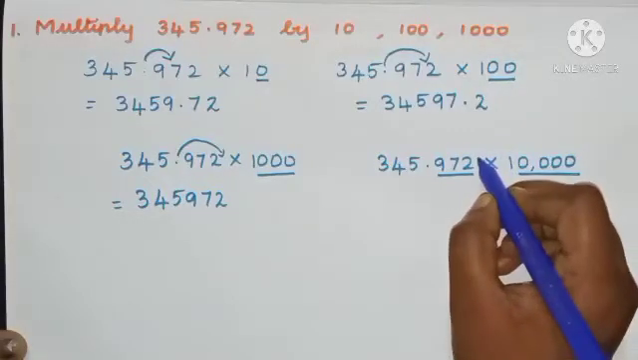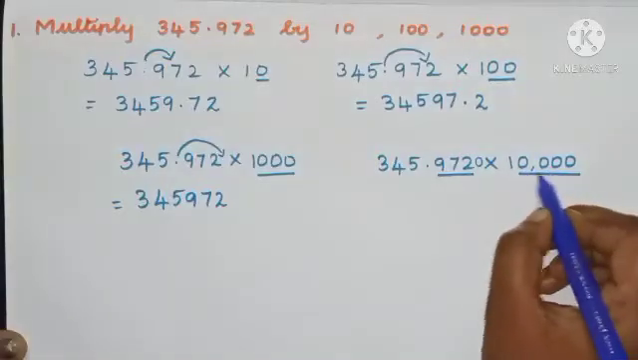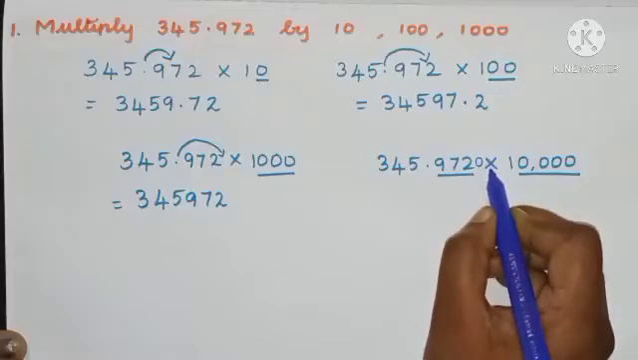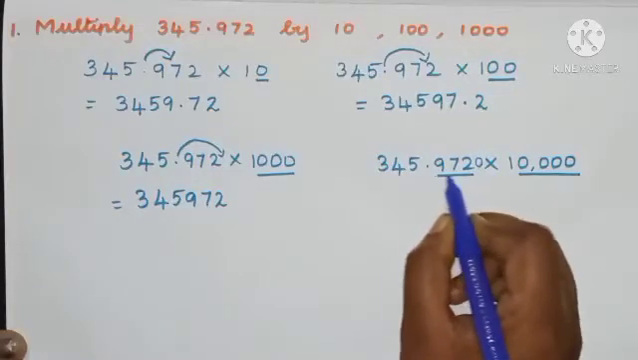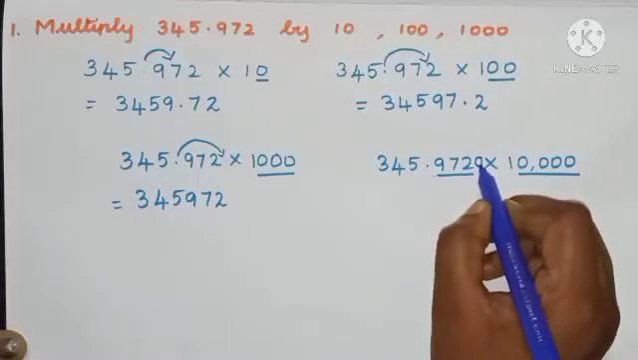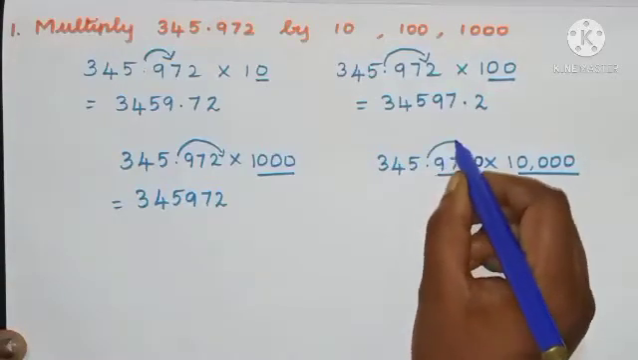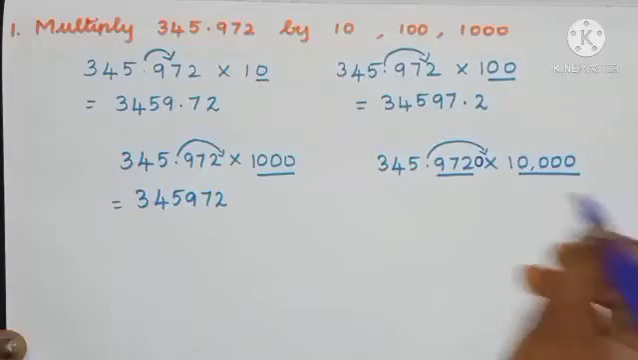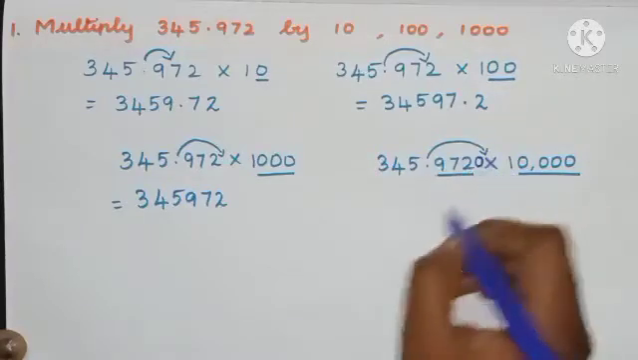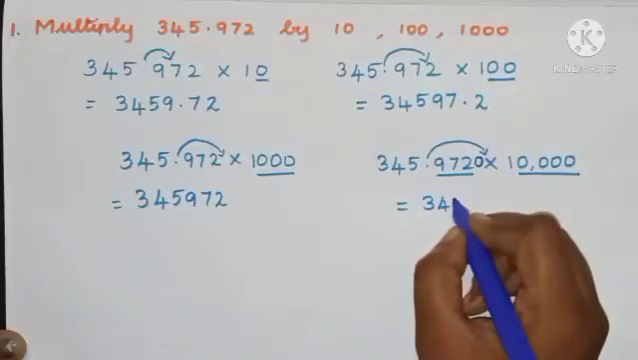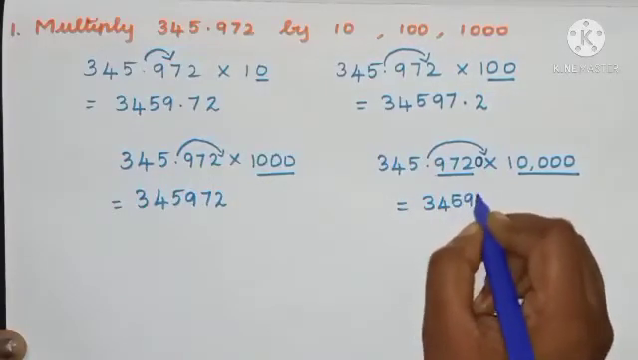Clear? You have to add 0 here because here we have 4 zeros. So you have to move the decimal point 4 places towards the right. But we have only 3 numbers after the decimal point. So you have to add one 0 after the decimal number. Now you have to move 4 places towards the right. So your answer will be 34,59,720.